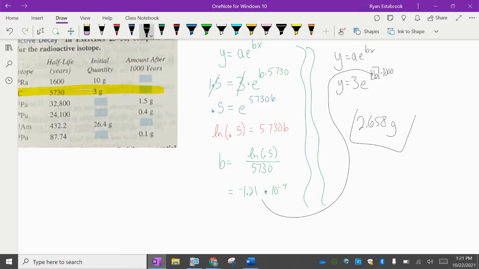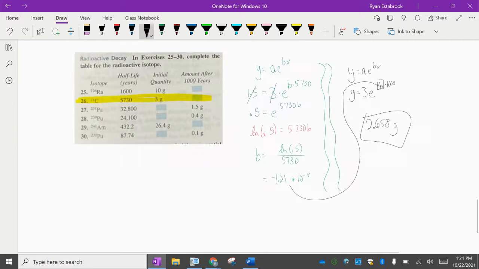2.658 grams of this are left after 1,000 years, which I think makes sense. If half of this decays in 5,730 years, then in only 1,000 years, you're not going to be taking half away. You're taking away less than that. That's why you still have over half of it left, 2.658. Not much has decayed by that time.